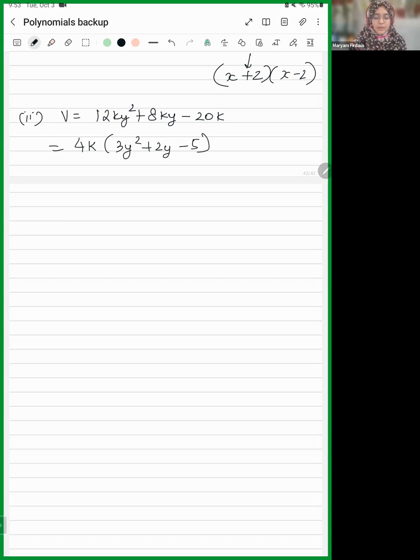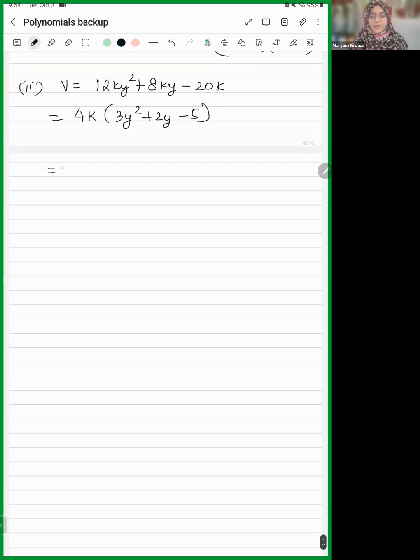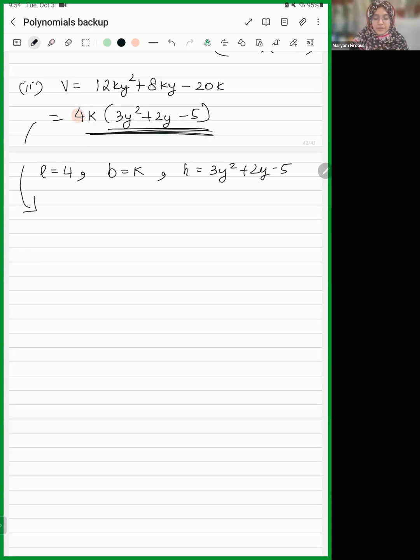Now we can stop here itself and we can say that length is 4, breadth is equal to k, and height is equal to 3y square plus 2y minus 5. But if you want, you can go from here and further factorize this bracket. So 3y square plus 2y minus 5 is going to be how much?